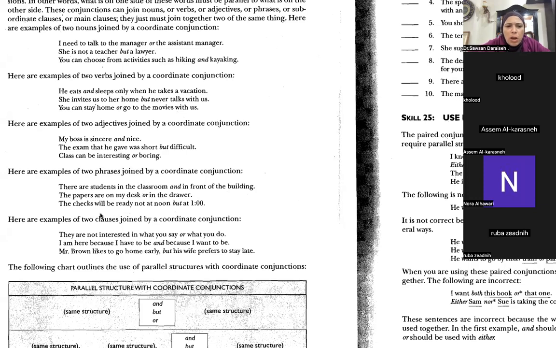The papers are, where are the papers? Prepositional phrase: on my desk or in the drawer. Okay, so I might ask a student to go to my office and bring me the exam papers, because I probably have forgotten to bring them to the classroom. So I might tell him, can you please go to my office and bring the exam papers? You might find them either on my desk or in the drawer.